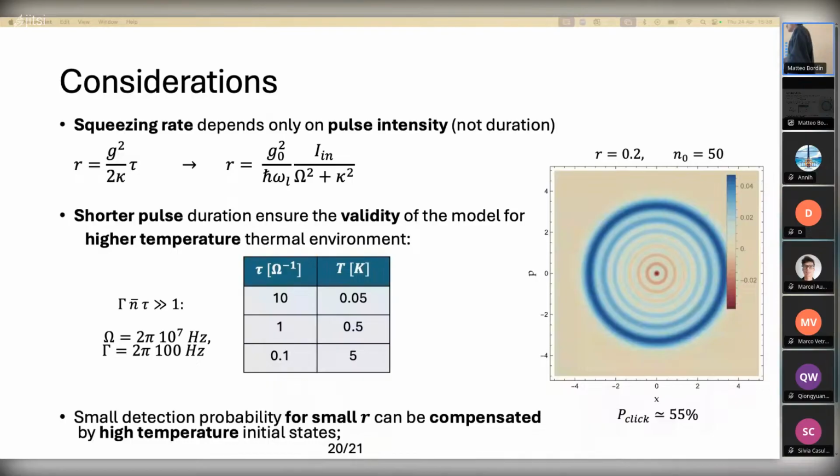So, first comment, the squeezing rates do not depend on the pulse duration. If I express all the terms with the capital G, the G star, and all that, the squeezing rate really just depends on I in. I in is the experimental parameter, what I can achieve. It is the power, sorry, the intensity of my input laser.